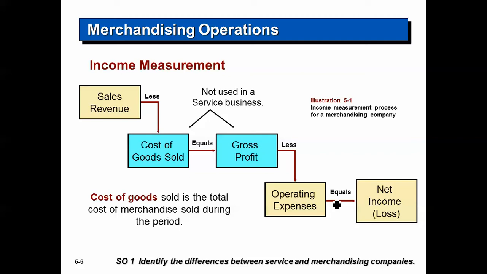Now, when we measure how well a merchandise company does on the income statement, we must deduct from the sales revenue the cost of the goods that they did sell. So they bought something for 60 dirhams and they sold it for 100. So sales revenue would be 100, the cost of goods sold would be 60, and the difference we call gross profit, and that would be 40. From the gross profit, then, we subtract all operating expenses to get us the net income.